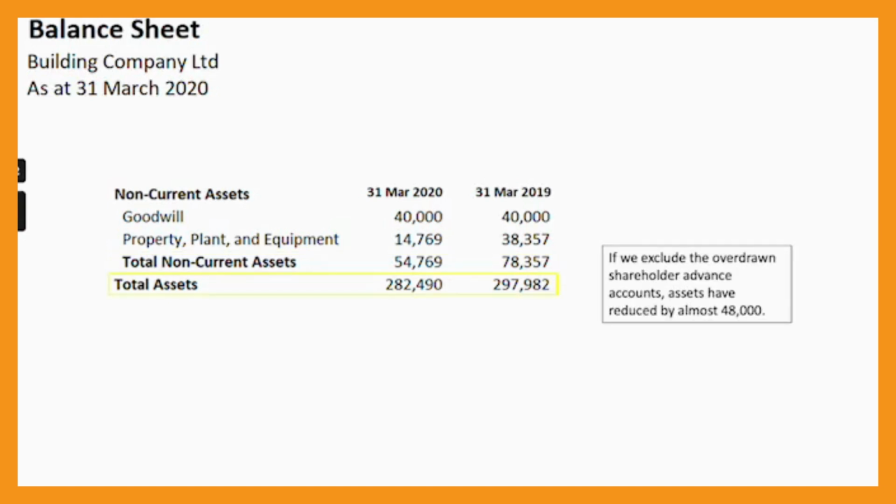Although the total reduction in total assets this year is only 15,492, the reduction from 329,982 down to 282,490. We need to remember that one of the assets that has increased is the debt owed by the shareholders to the company. The true asset reduction, excluding the shareholder advance accounts, is in fact 47,996, which is of major concern.